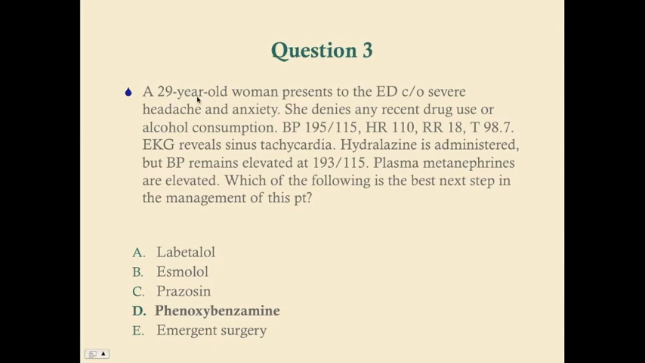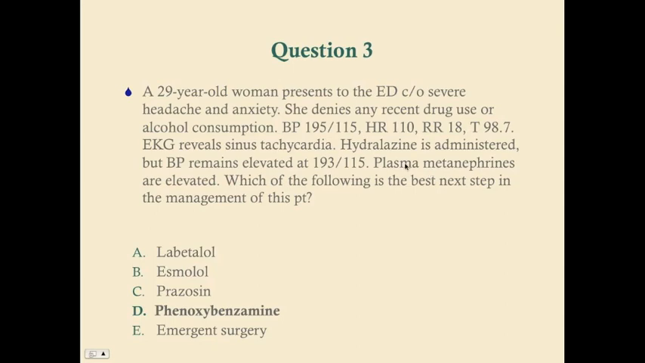Young patients don't just get malignant hypertension. So if you get a young patient with severe hypertension, you better be thinking of pheochromocytoma and getting those plasma metanephrines. Luckily here, the plasma metanephrines were already ordered.